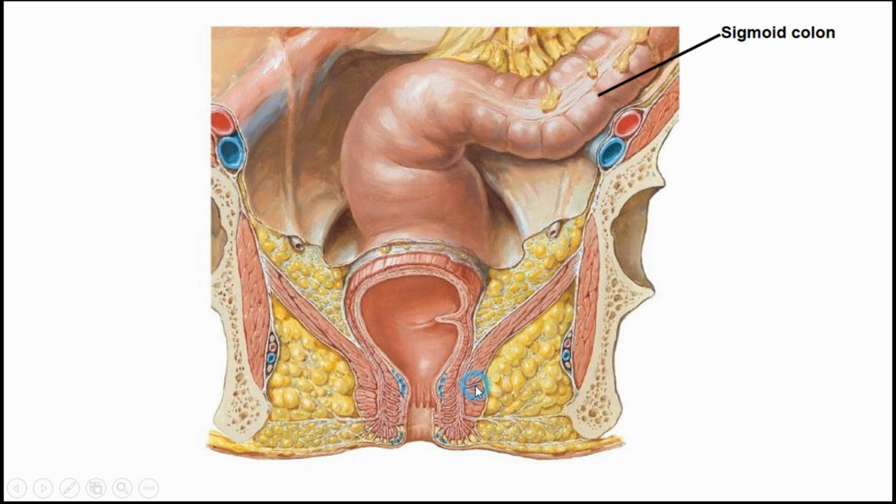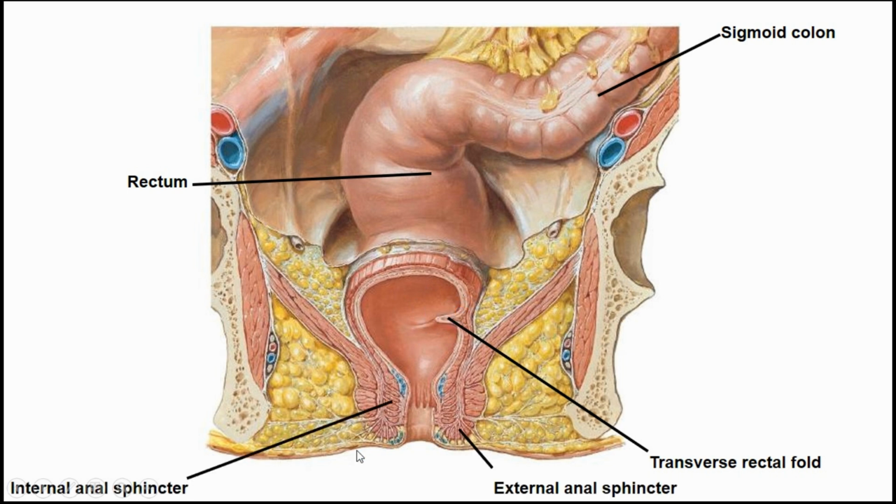We've got the sigmoid colon turning into the rectum. We once again have transverse rectal folds present there to help move the fecal material along.